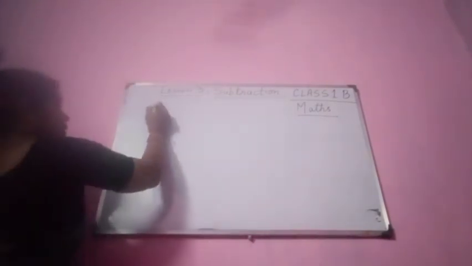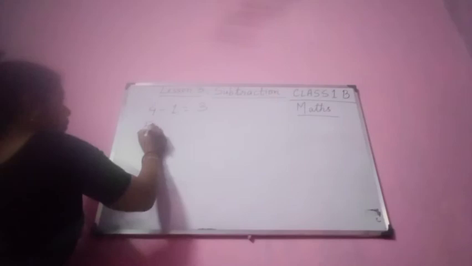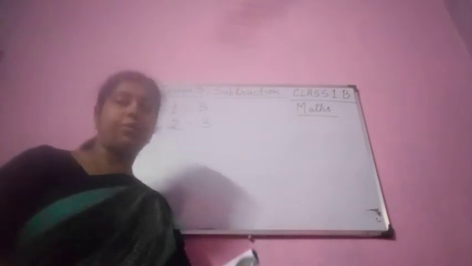So we are going to do this. You see here 4 minus 1. 4 minus 1 will be how much? It will be 3. Okay. 4 minus 1. 5 minus 2. 5 minus 2 will be how much? 5 minus 2 will be 3. You can do the sums, then you can match with my answers.